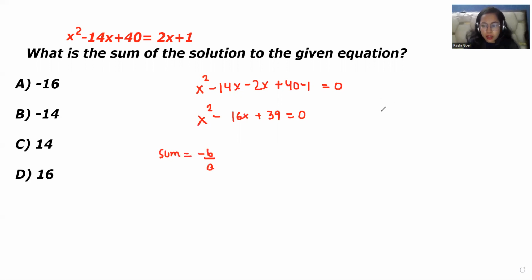So if we compare this equation with the quadratic equation, that is ax square plus bx plus c is equal to 0, the value of b is the coefficient of x, that is minus 16. So minus 16 over the value of a, which is the coefficient of x square, that is 1. So the answer is 16.